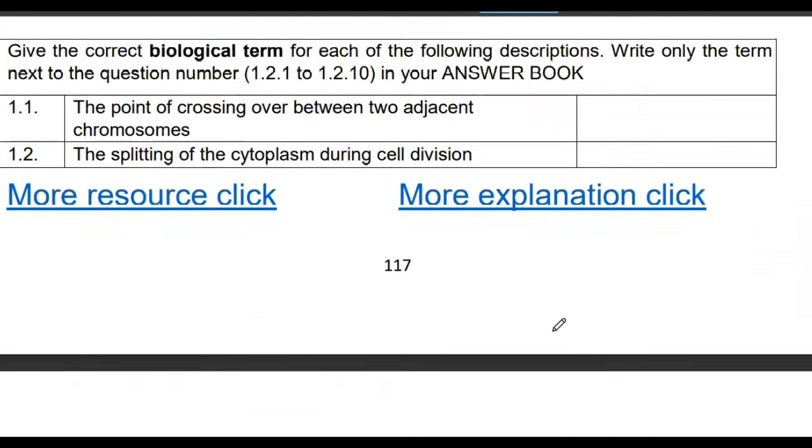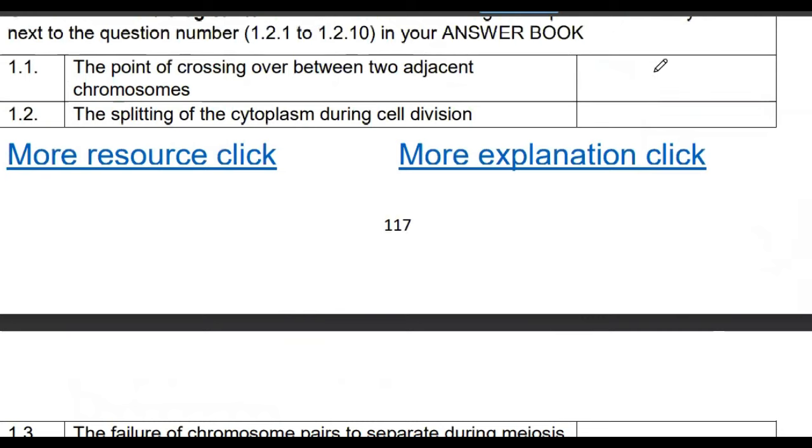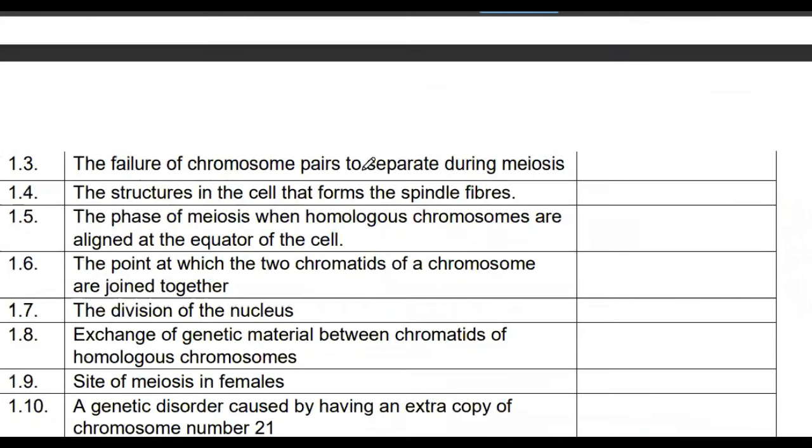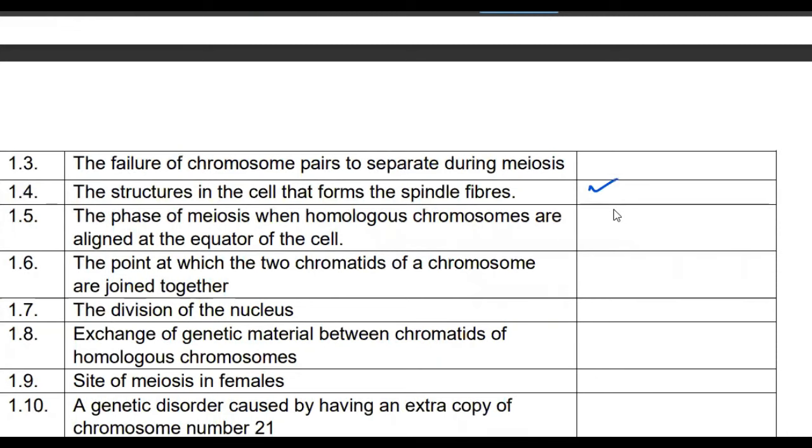So when you go to meiosis, there is a point where crossing over takes place. We call it chiasma. You see, a chiasma. Splitting of the cytoplasm, we call it cytokinesis. Okay, we can answer them. Failure of the chromosome to separate during meiosis is non-disjunction. The structure in the cell that forms spindle fiber is the centrioles. And the phase of meiosis where homologous chromosomes are aligned along the equator is metaphase 1, because they're saying homologous chromosomes. Then the point at which the 2 chromatids of the chromosome join, we call it centromere.